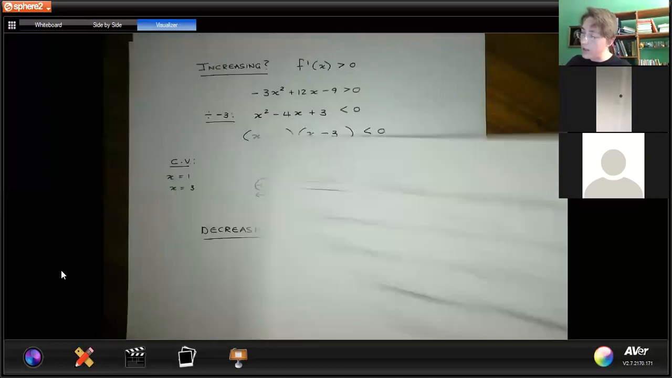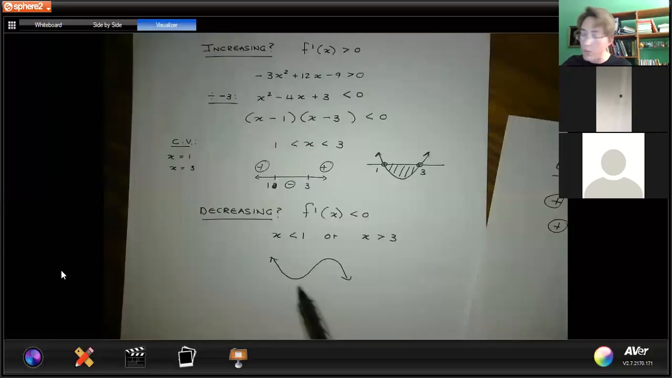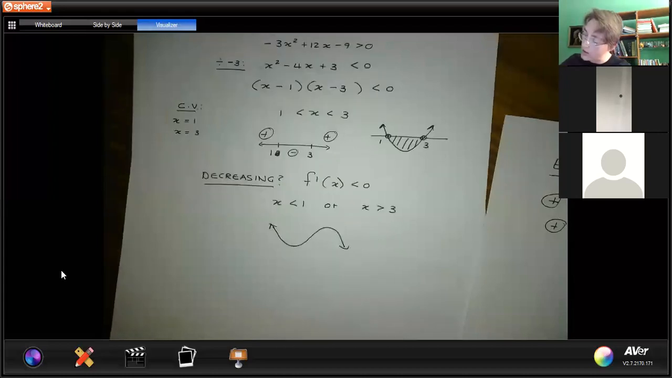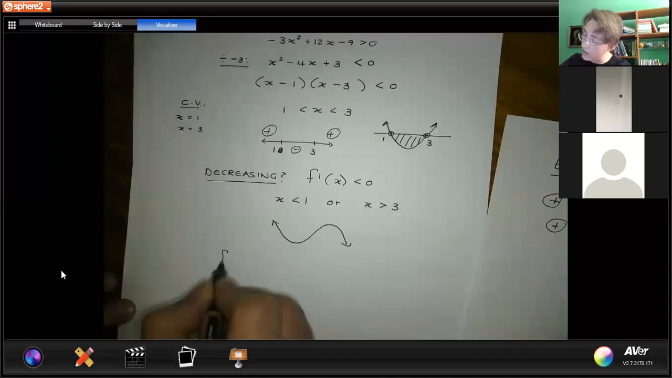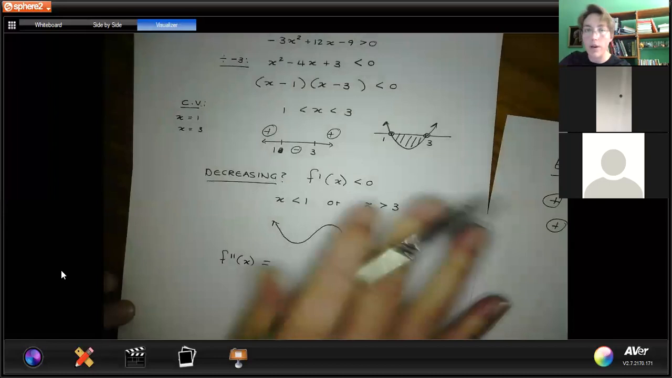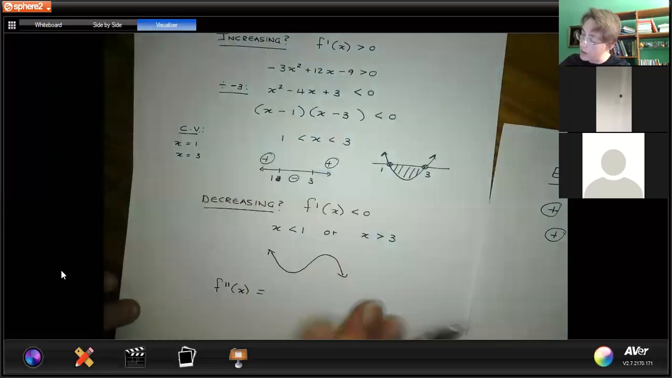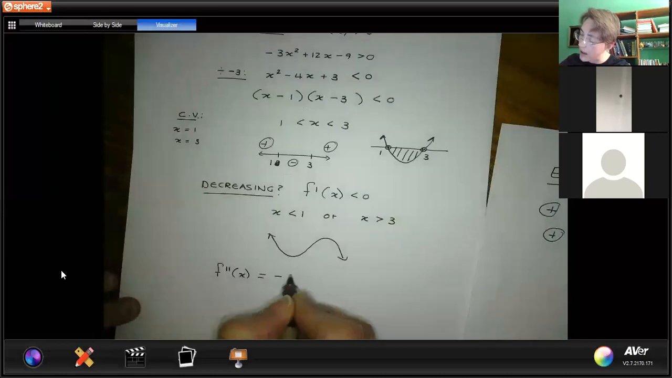And then again, that means because we know the graph has the shape, we know the first stationary point is the local minimum, the second stationary point is the local maximum. We can also use the second derivatives to talk about the stationary points. So if I work out the second derivative, and again, I go back to the original one, and I work from there. My second derivative is then going to be minus 6x plus 12.